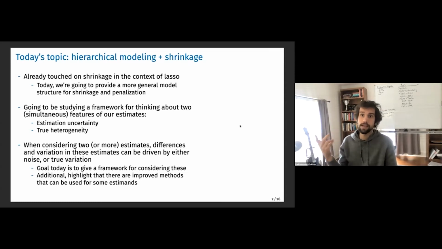And so the tension that's always baked in when we think about testing for differences between things, testing for different parameters, and thinking about heterogeneity is that we have two conflicting features going on. We have estimation uncertainty, we have true heterogeneity, and how do we separate out the two?